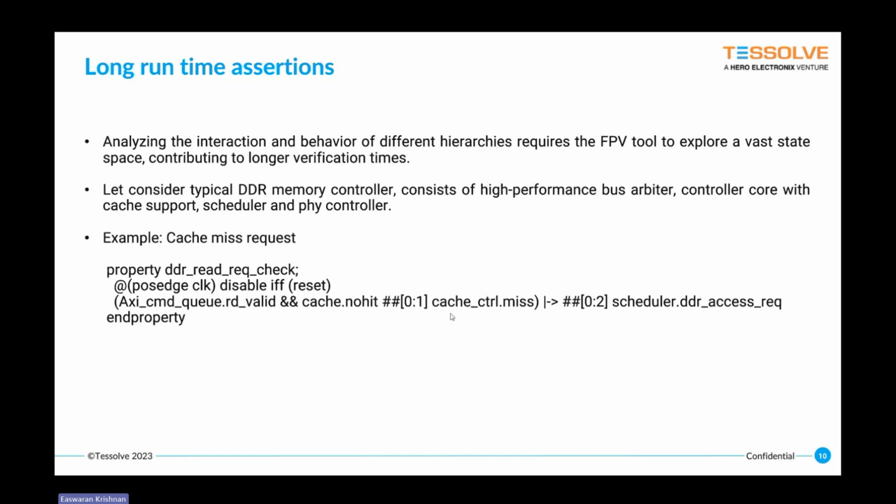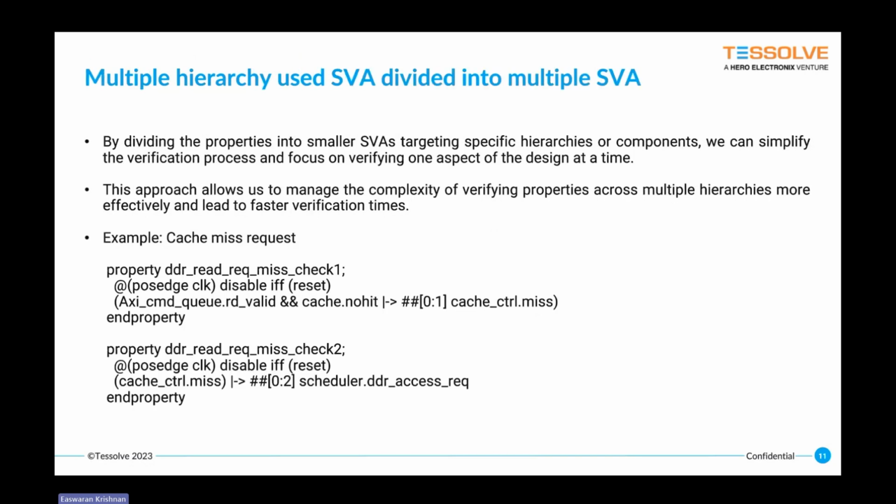So here we use a different hierarchy. The formal tool tries to generate all the possible combinations from here, and also we have a lot of combinations. This will generate all the combinations inside this hierarchy, so all the hierarchy will be generated. So it will take a long time to verify the property. The next topic is how we can overcome this long run time.